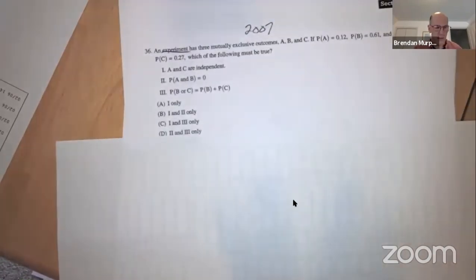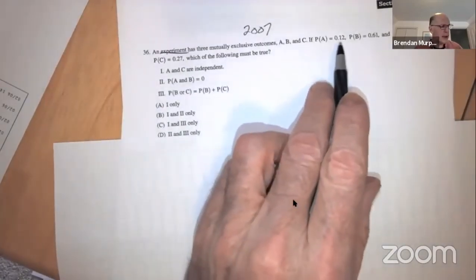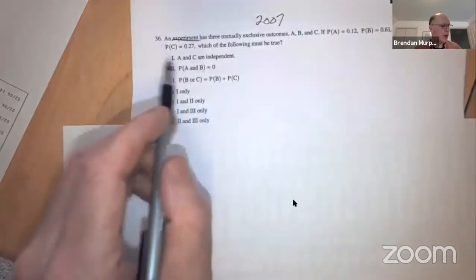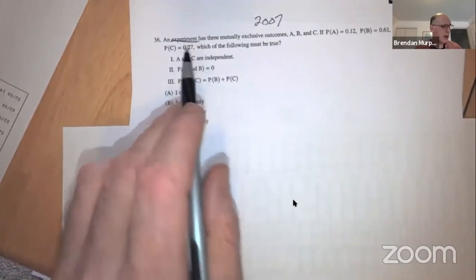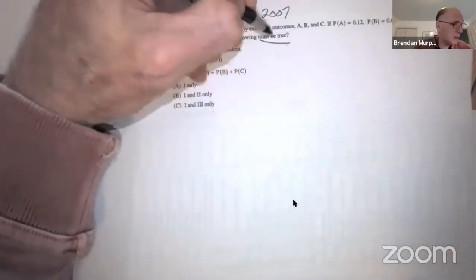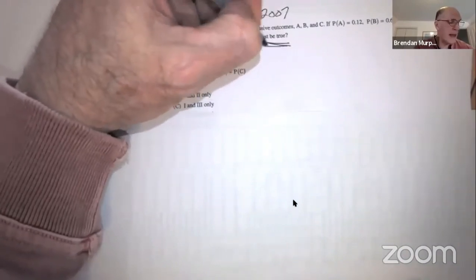Mutually exclusive, there's no overlap between those 3 different outcomes, A, B, and C. The probability of A is 0.12, the probability of B is 0.61, and the probability of C is 0.27. Which of the following must be true? That's strong language. I'm going to underline that, must be true.